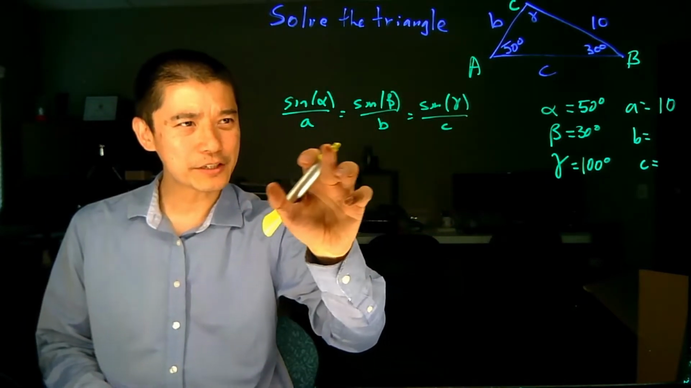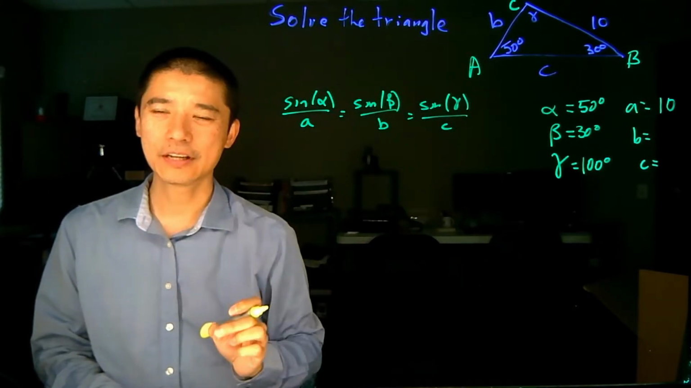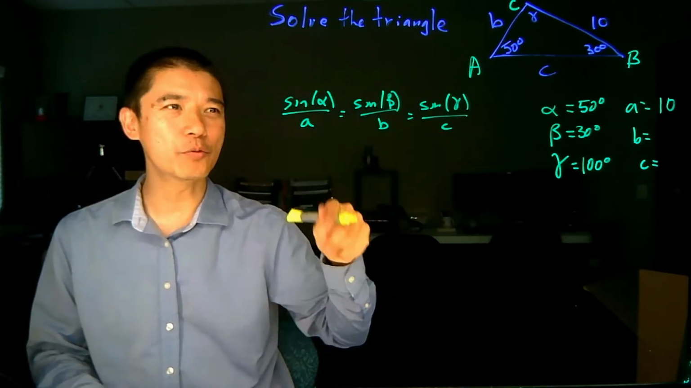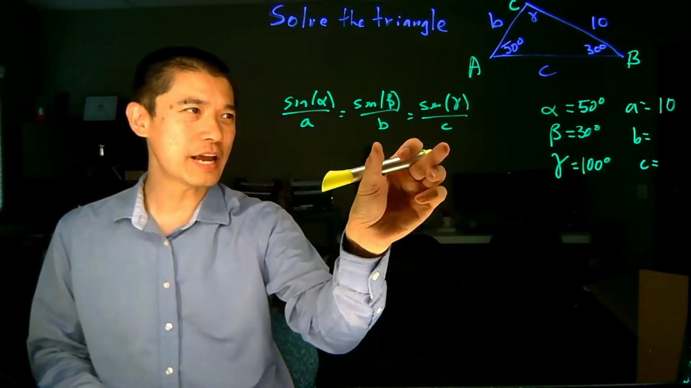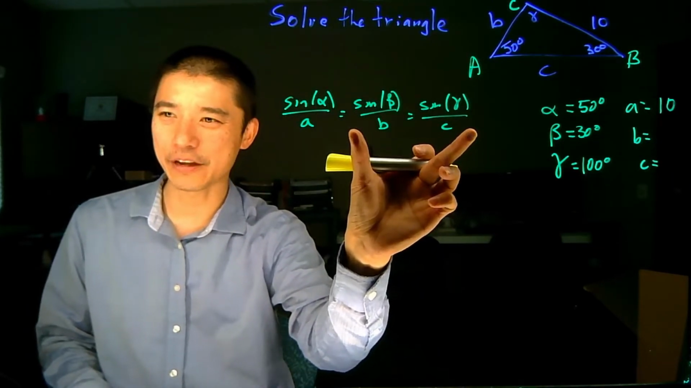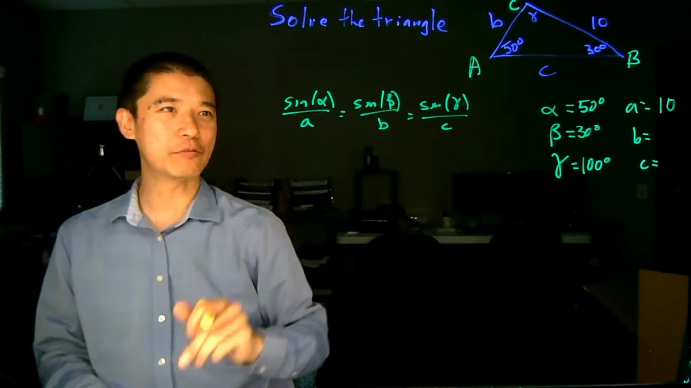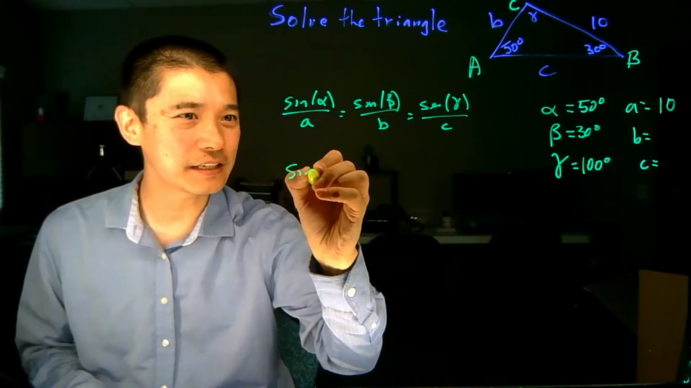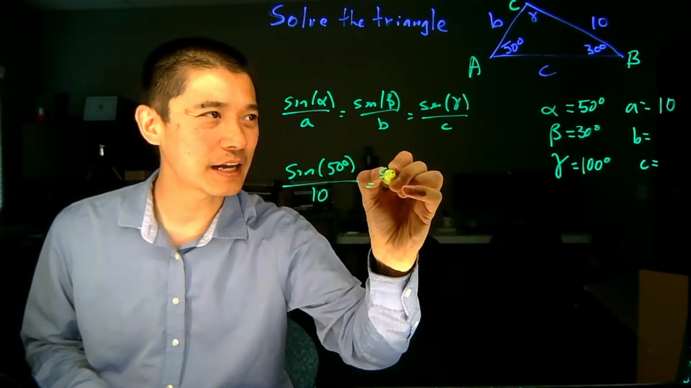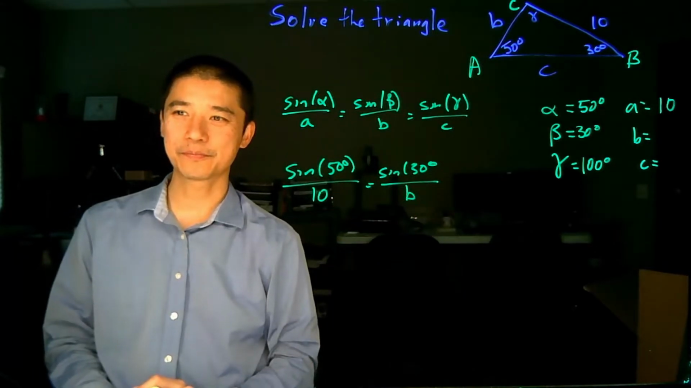Notice that it's fraction equals fraction equals fraction. And at any point, we're just going to be working with two of these. And no matter which way we have it set up, when we're working with two of these, we want to make sure that there's only one unknown value. So right now, both b and c are unknown. And so if we took this part of the equation, we would have two unknown values, and that wouldn't work for us. So we're going to set this equal to that, and then that way we only have one unknown value. So sine of 50 degrees over 10 is equal to sine of 30 degrees over the unknown value b.